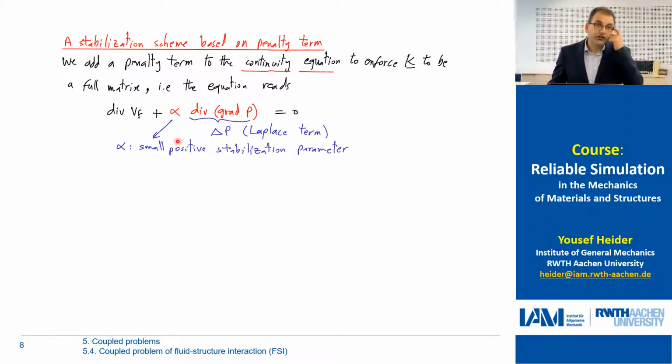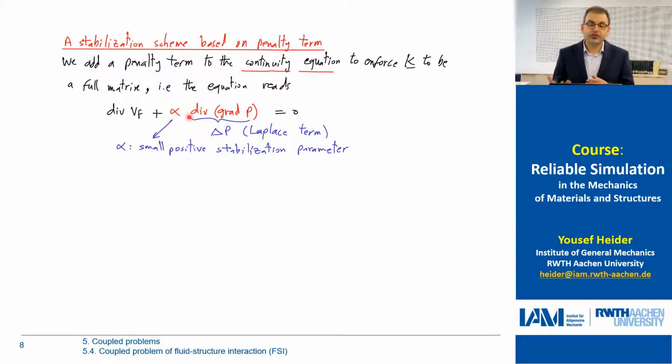In particular, we add alpha multiplied by the divergence of the gradient of p, which is a Laplace. So we have the Laplace term of pressure multiplied by alpha as a small positive stabilization parameter. And it's clear that if we put alpha equal to 0, then we recover the continuity equation, which is connected directly with incompressible fluid.